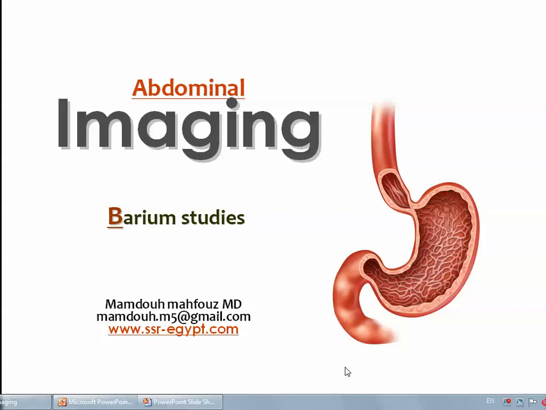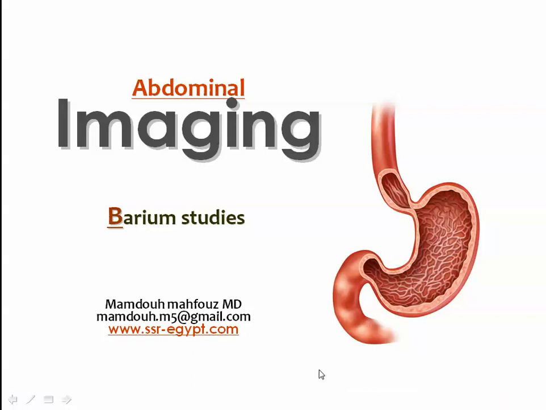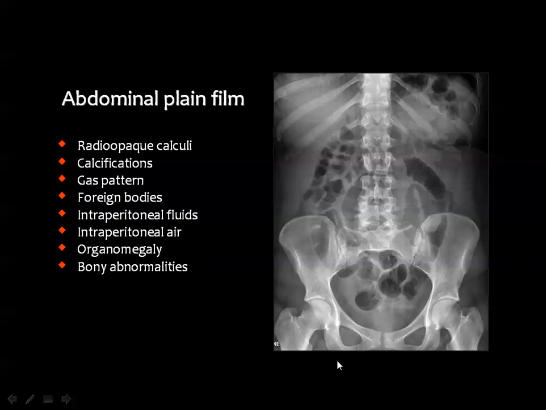These 4 lectures will deal with imaging of the esophagus, imaging of the stomach, imaging of the small bowel, and imaging of the large bowel. Then the first talk will be about the imaging of the esophagus, and we'll start first by the value of the plain X-ray of the abdomen and also of the chest whenever we are introducing any contrast material into the gastrointestinal tract. We should do a plain radiograph for the part to be examined to ensure the quality of images and to see any abnormality before introducing the contrast material.